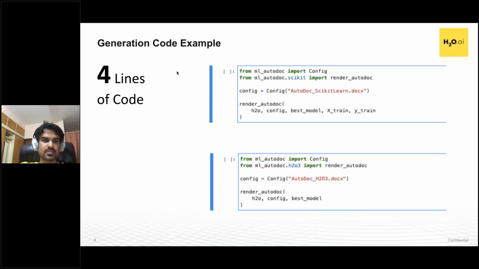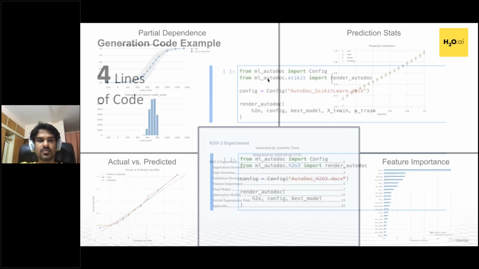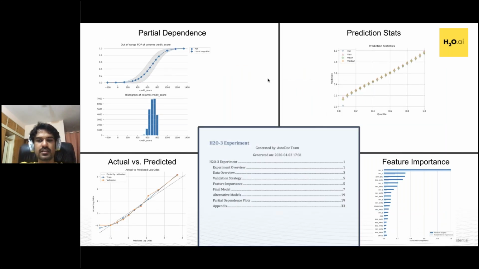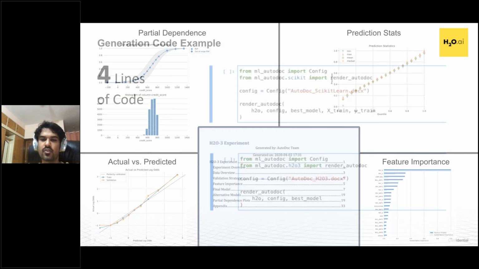Okay, so this shows how you generate an AutoDoc. The first example is for scikit. If you want to generate an AutoDoc for a scikit model, you just install the AutoDoc package and then import it. Then you just add a line where you say render AutoDoc, H2O config, the best model, and you provide the training data set, the features and the label, and then you get the entire documentation which we went through, created for the particular scikit model.